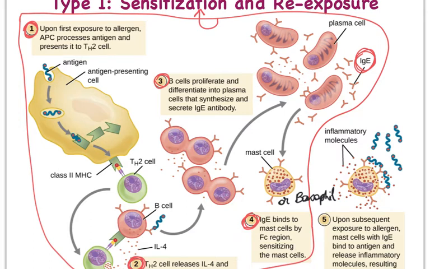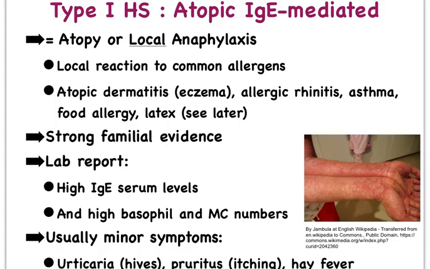Capillaries get leaky, the whole process of inflammation, both the vascular as well as the cellular response. So let's take a look at the atopic form of hypersensitivity. As mentioned before, we sometimes call it local anaphylaxis, and here you get a good feel for what that looks like, and we can probably imagine what that feels like.